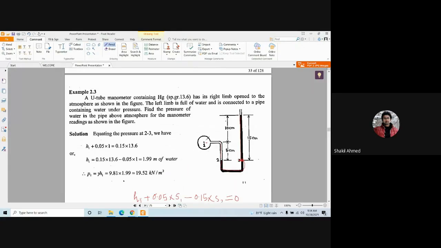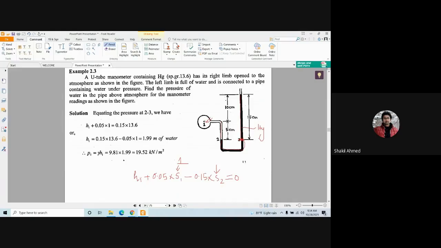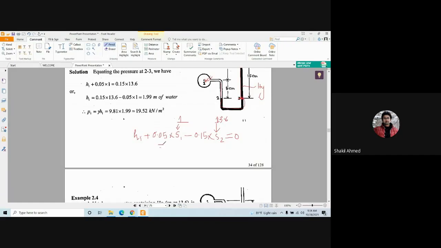Simple. What is S1, guys? A U-tube manometer containing mercury has its right limb open to the atmosphere, and the left limb is full of water. So this black one is mercury. This is water, so this will be 1, right? And what is the specific gravity of mercury? This black portion, this is actually 13.6. Okay, yes, sir. 13.6. Fine. So we have to find the pressure of water in the pipe, that means the pressure above the atmosphere, for the manometer. Okay, so this is done. We are done. HI equals what? Tell me, guys. What is HI? First, do this and take a negative. You'll get the value. Tell me the value, please.